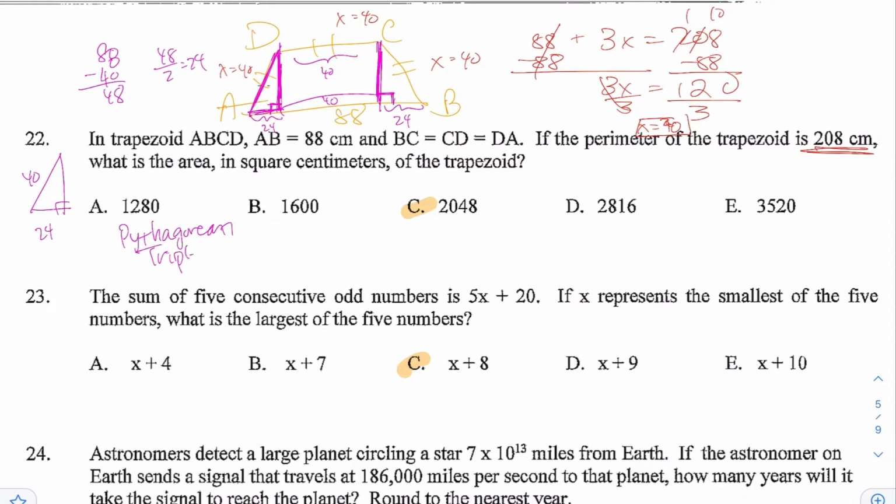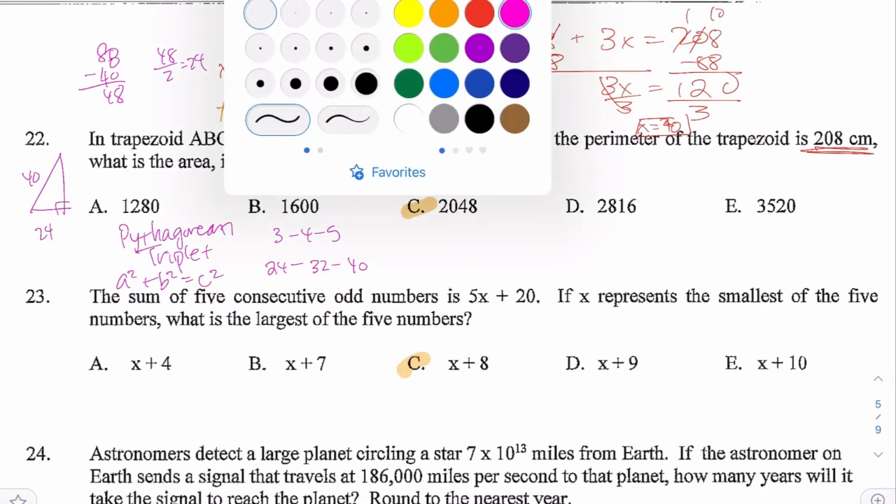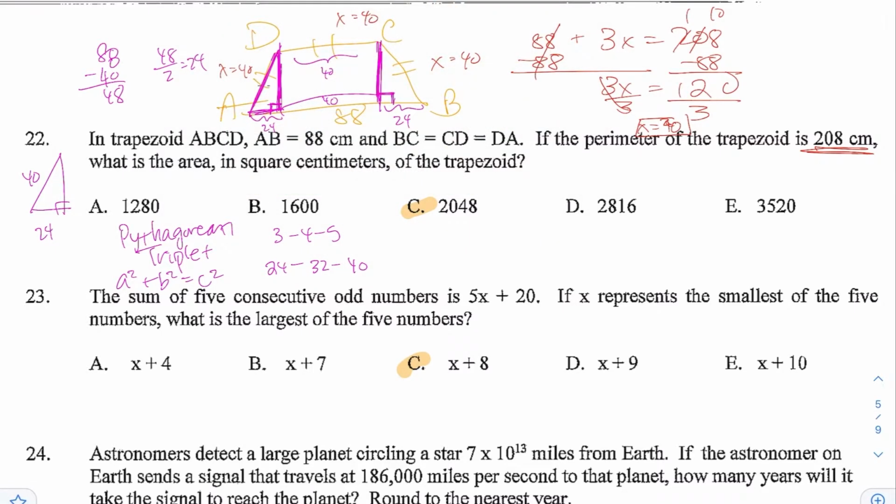And a Pythagorean triplet is just 3 whole numbers that satisfy the Pythagorean theorem, which is a squared plus b squared is equal to c squared. Specifically, this is a 3, 4, 5 if you multiply everything by 8. So this is a 24, 32, 40 right triangle. And the missing piece is going to be this 32. So that means the height here is equal to 32.